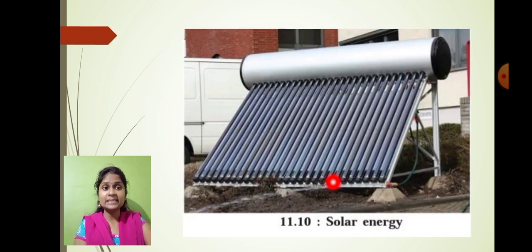You can see the solar panel here. Can you see the solar panel over here? What does this machine do? This solar panel absorbs the light energy and converts it into electrical energy, and then we can use the electricity at our place as well. Are you getting my point?